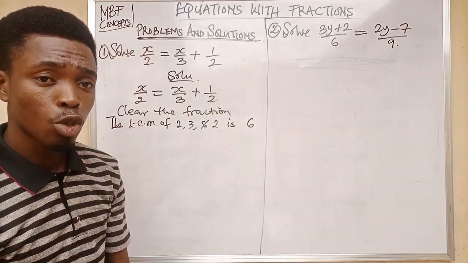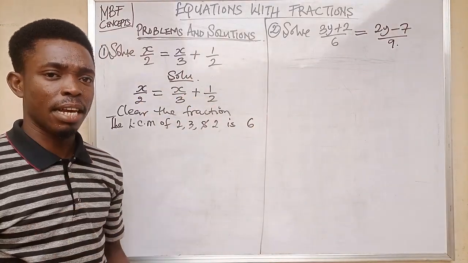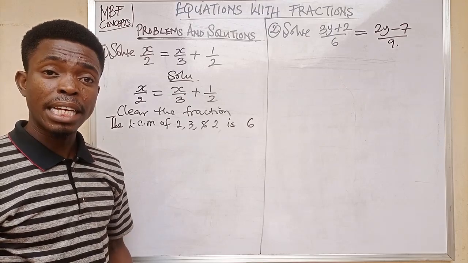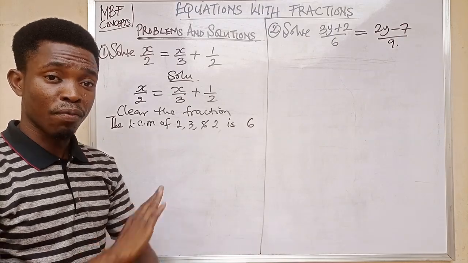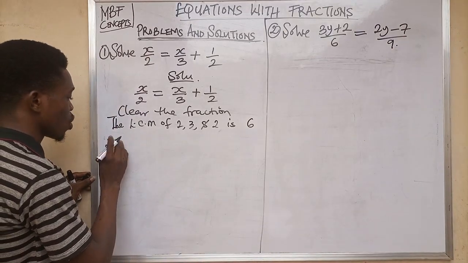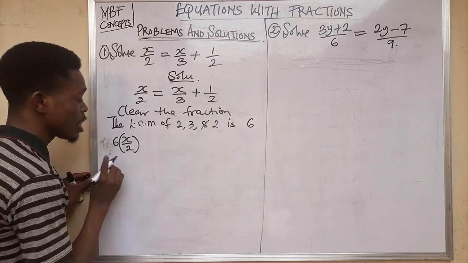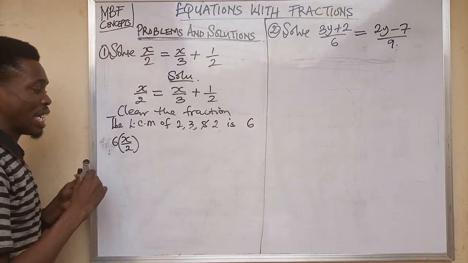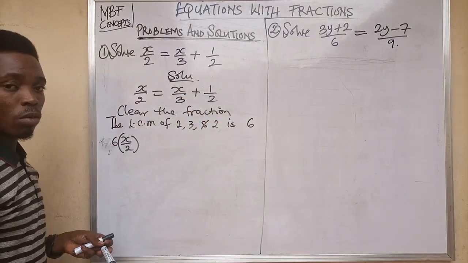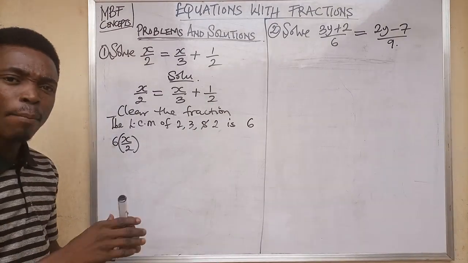So the next thing we do is to multiply this equation by that L.C.M. This is the way to clear the fractions in any equation with fractions. Guys, so what are we going to have here? 6 times x over 2. This is the statement we just made. So what we are going to do, like I said, is to clear the fraction. You will now multiply this equation, multiply all through by the L.C.M you just obtained.